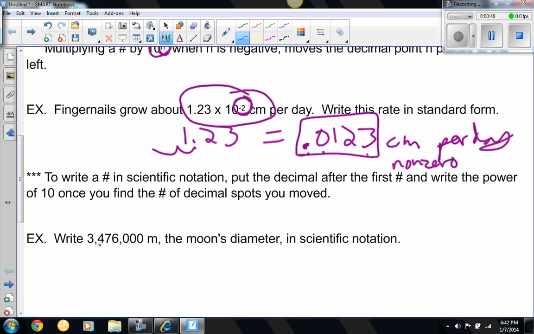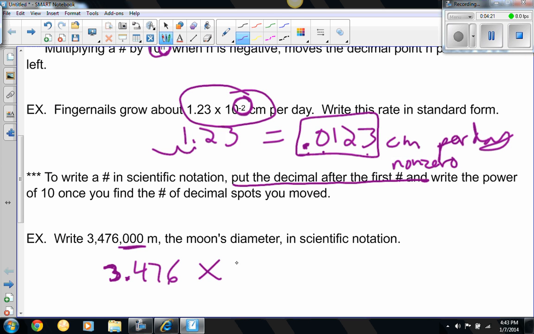So it says write 3,476,000 meters, which is the moon's diameter, in scientific notation. Okay? So if you look at this, put the decimal after the first non-zero number. So 3 point. Wherever you put the decimal, it has to make this number greater than or equal to 1 and less than 10. So 3 would be fine. 3.476. Do I need to write these 3 zeros? No. If they're just zeros on the end, I don't need to write them.